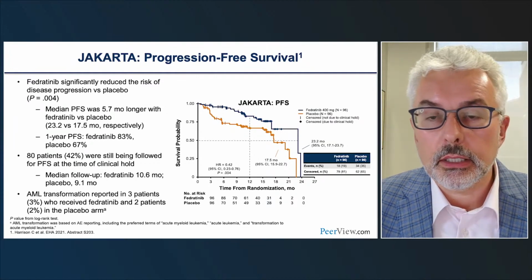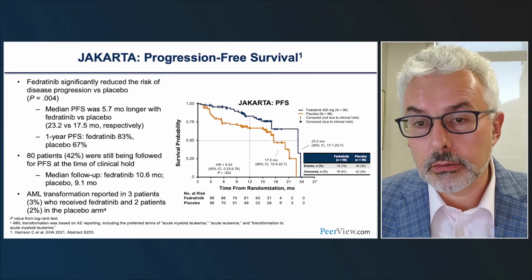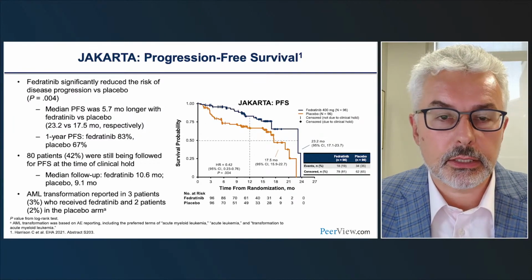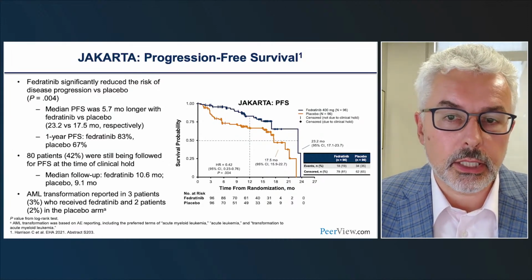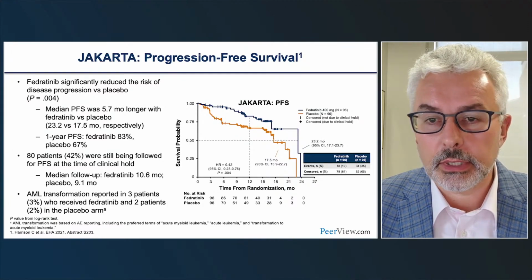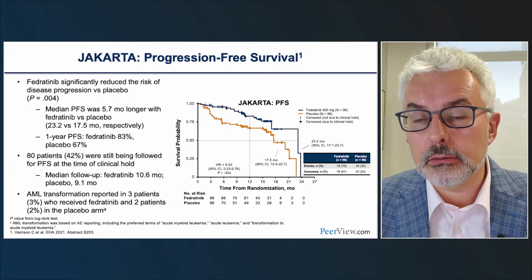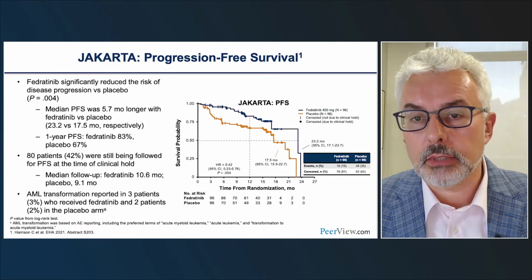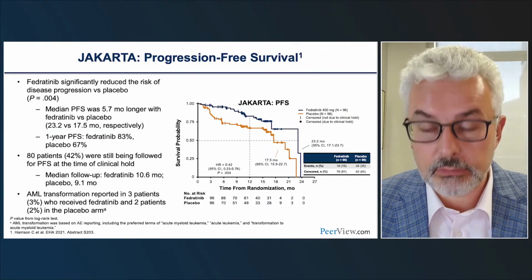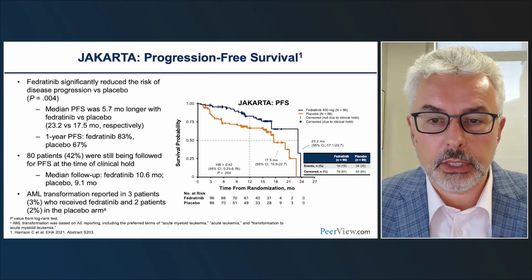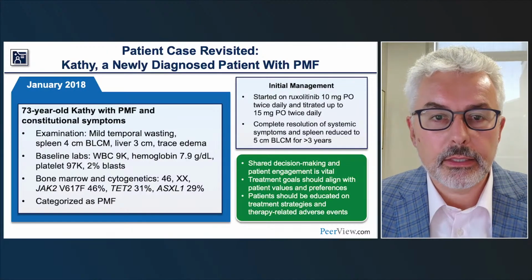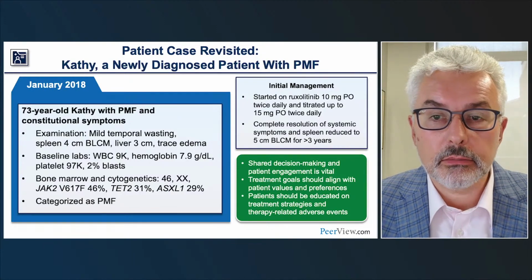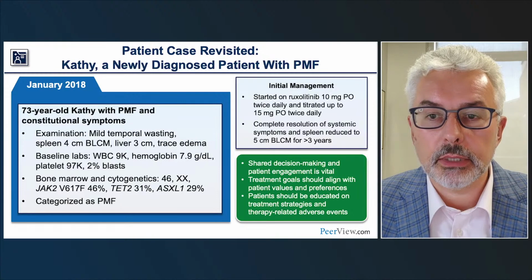And so what I'm concluding here is that further follow-up of the patients on the Jakarta studies perhaps, or ongoing other studies, there are other studies with fedratinib underway, may lead us to conclude that this particular agent may lead to progression-free survival or overall survival benefits as we see with ruxolitinib at the moment. So let's see here what happened with this patient. This patient was given ruxolitinib at 10 milligrams twice a day.